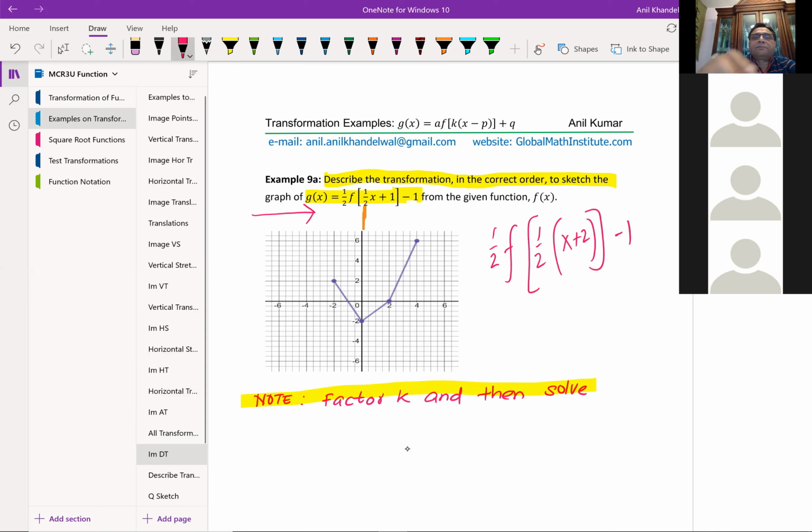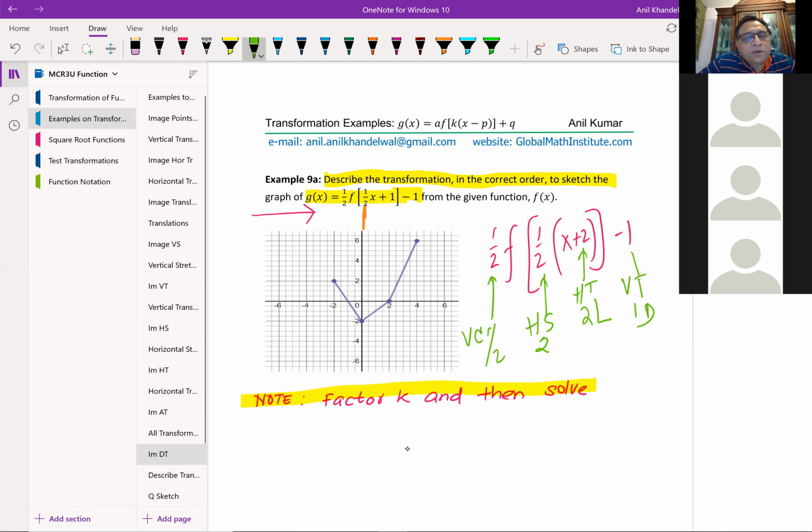Now, when you want to describe, you'll describe in this fashion. First is vertical compression by a factor of half, and here we have a horizontal stretch by a factor of 2. Then we have a horizontal translation, 2 units left this time, and this is your vertical translation, 1 unit down, correct? So that is how you're going to describe your transformation, and that is how you're going to implement it.